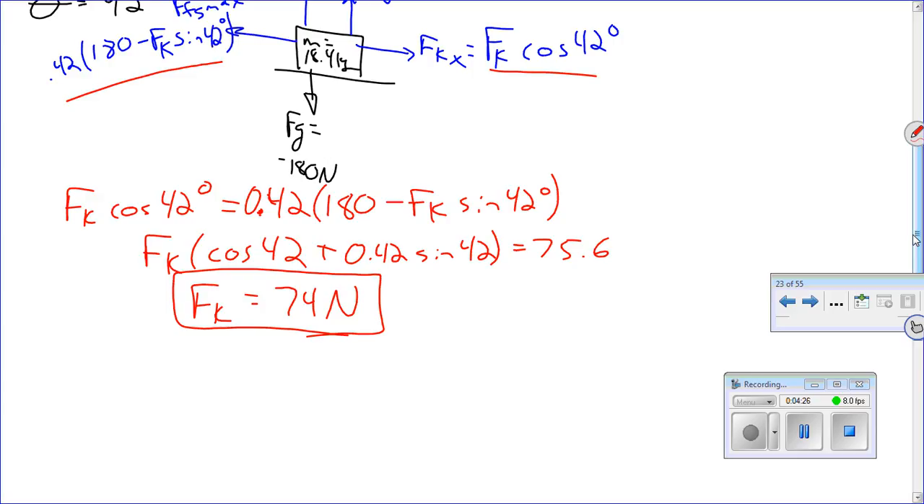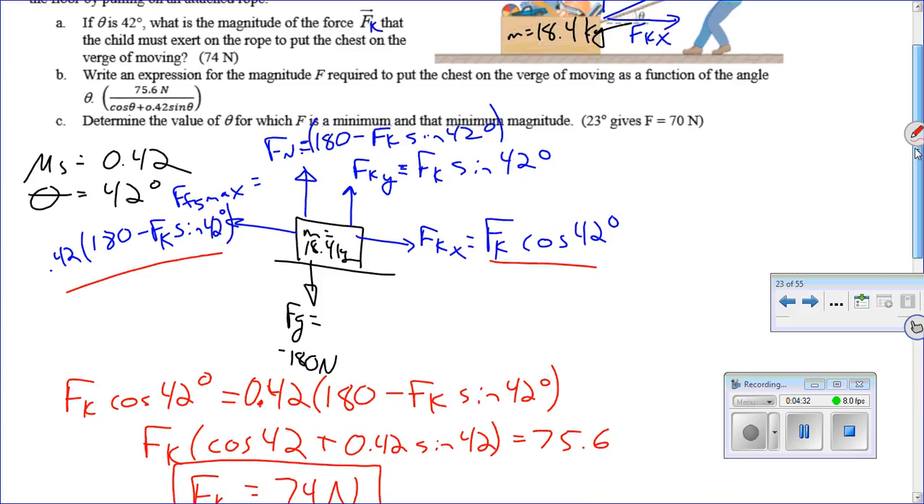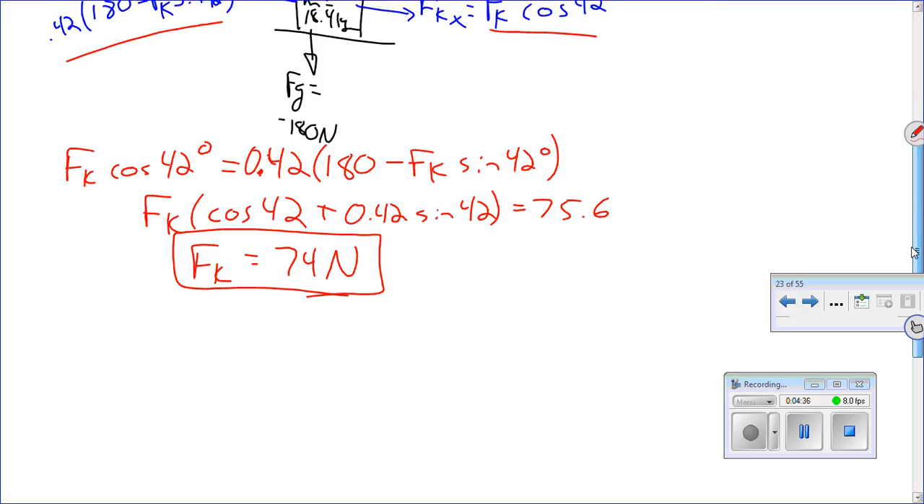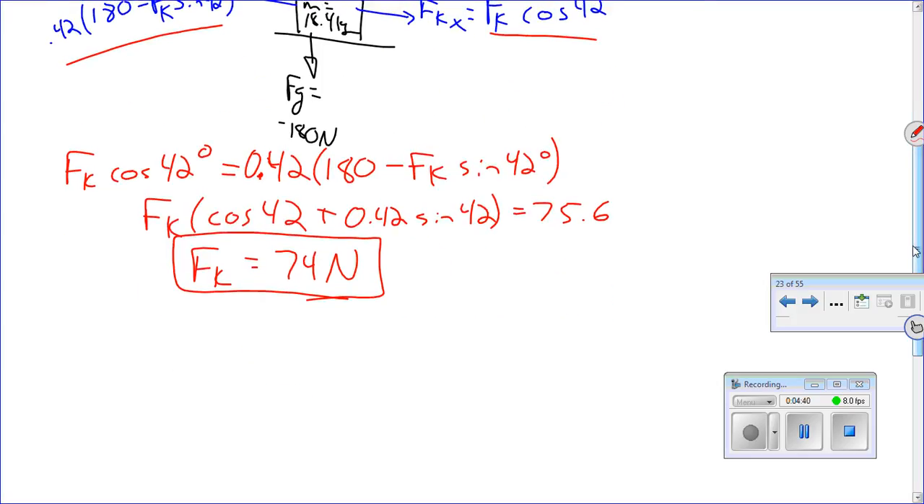All right, now question B says, write an expression for the magnitude of F required to put the chest on the verge of moving as a function of the angle. Well, it's the exact same thing that we just did here, except your theta is going to change, right? So B is just this. The force of the kid is going to be, just replace your 42 degrees with a generic theta, right?